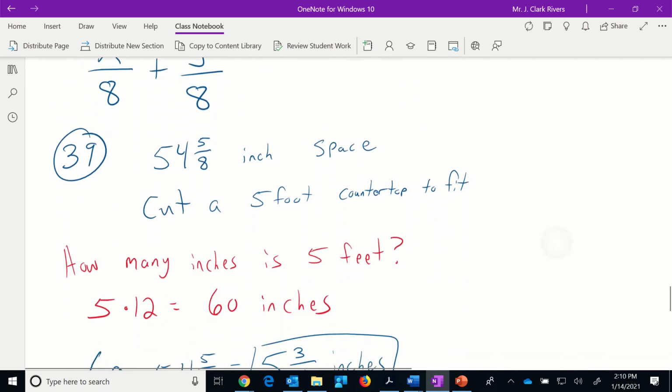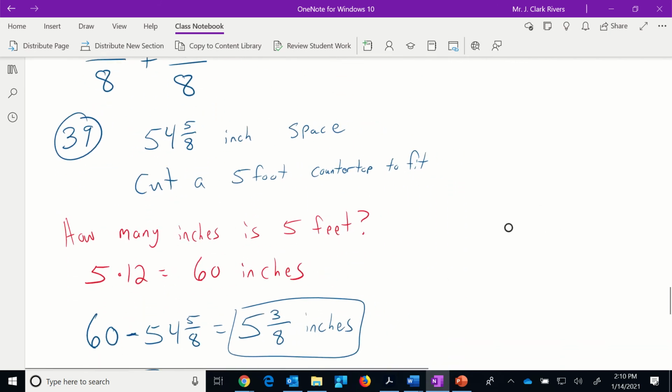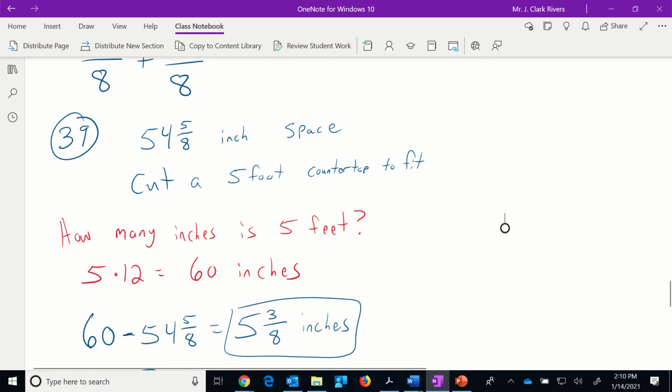All right, number 39, there was some confusion on this in my last class. We've got a space that is 54 5/8 inches wide. We have a 5-foot piece of countertop we're going to put into that space.